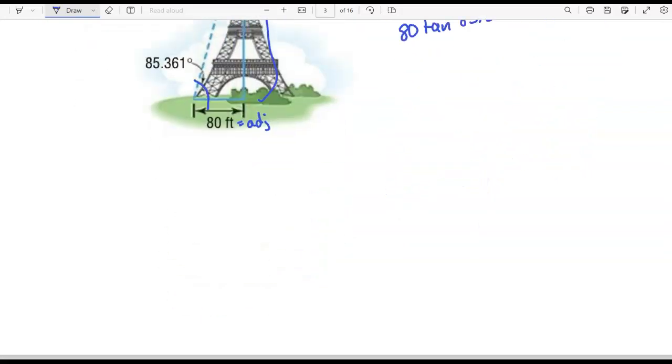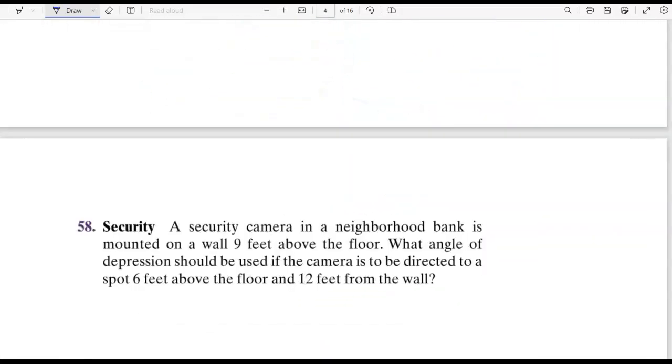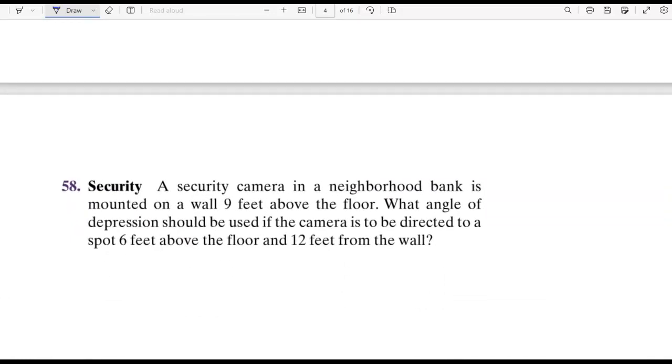Okay, let's look at another one. You may want to pause the video, try this one, then come back and check it. Security camera in the neighborhood bank is mounted on a wall 9 feet above the floor. What angle of depression should be used if the camera is to be directed to a spot 6 feet above the floor and 12 feet from the wall?